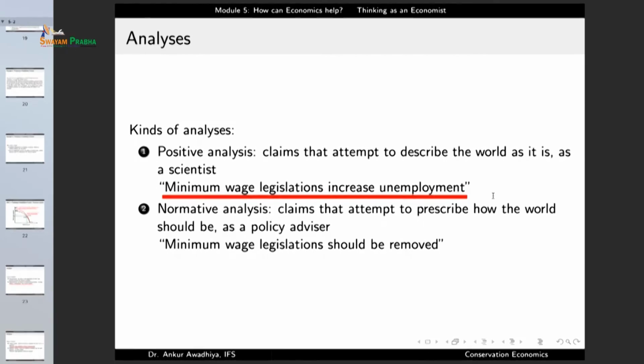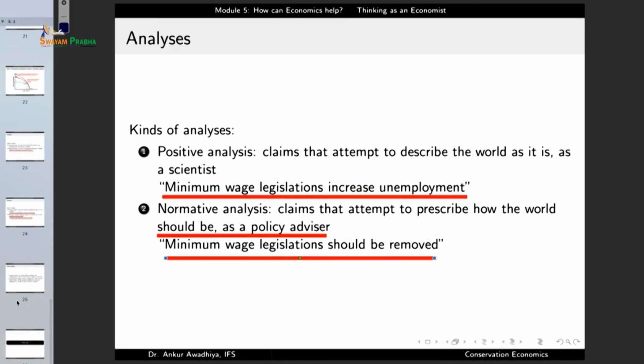A normative analysis attempts to prescribe how the world should be, as a policy advisor. So if I say the same sentence and if I put it as minimum wage legislations should be removed, then I am talking about a normative analysis because I am talking about the way things should be. It should be removed.